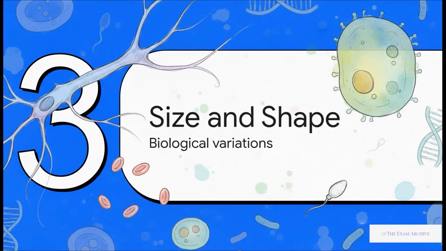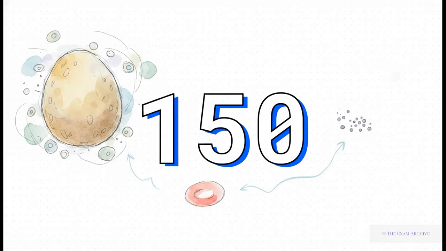Let's look at Section 3, variations in size and shape. While the unifying rules of cell theory apply universally, the physical manifestation of a cell is incredibly diverse. One size definitely does not fit all.